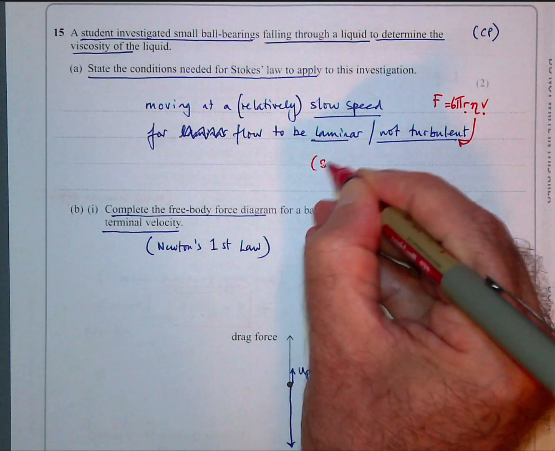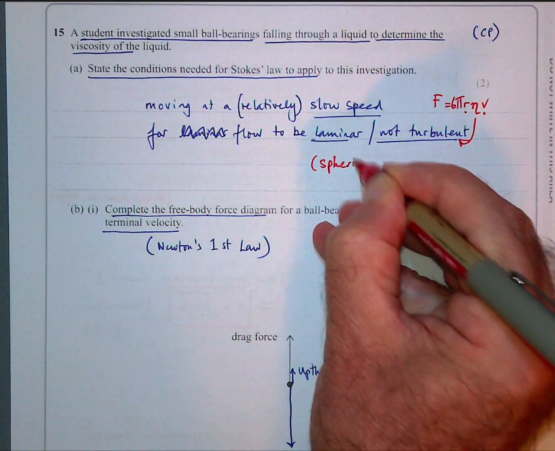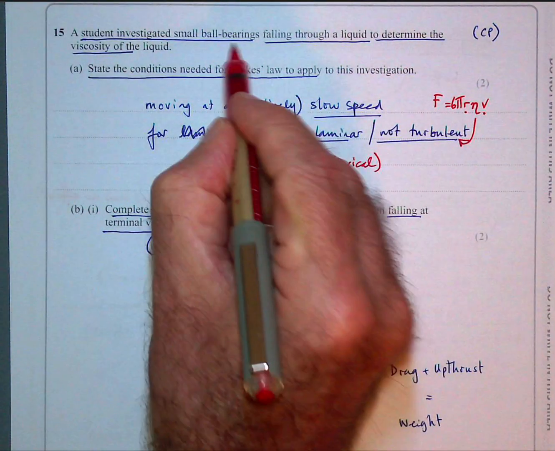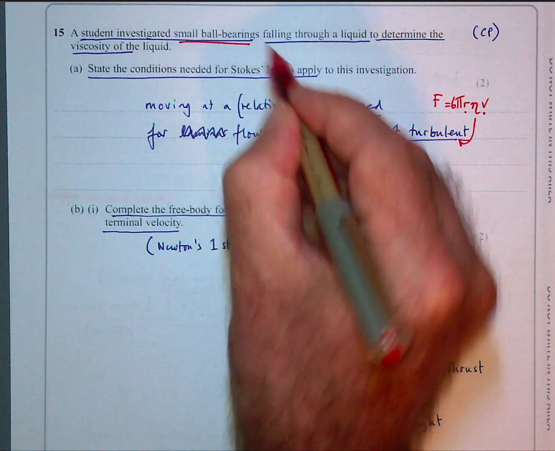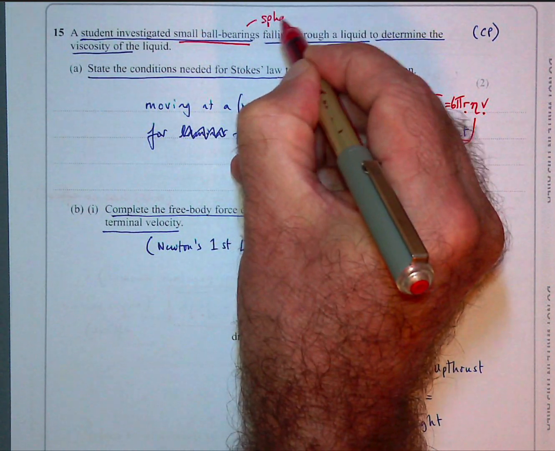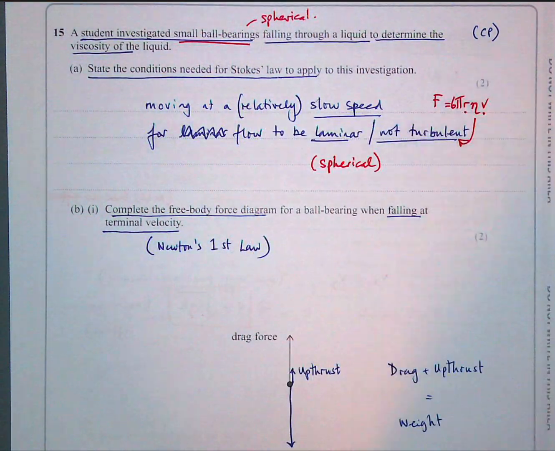So you could also say it must be spherical. Okay, but we already know it's spherical because it's a small ball bearing. Therefore, it is a spherical object.